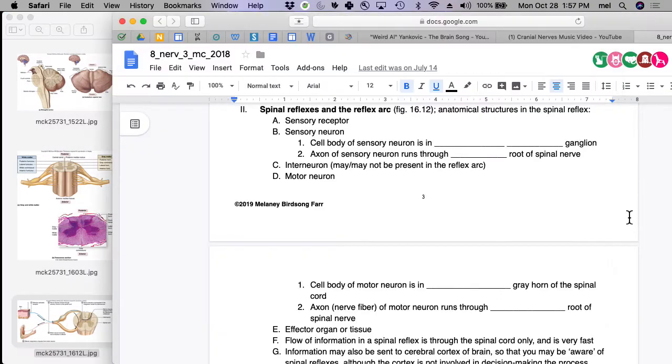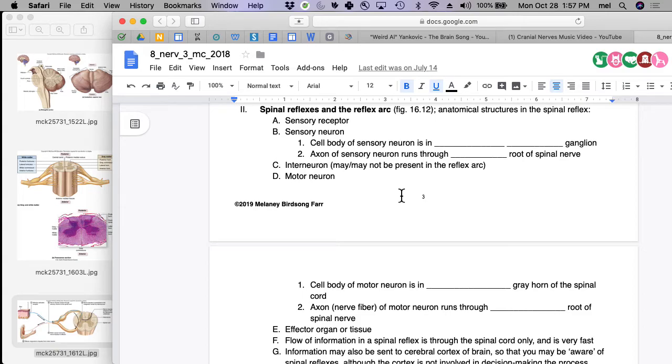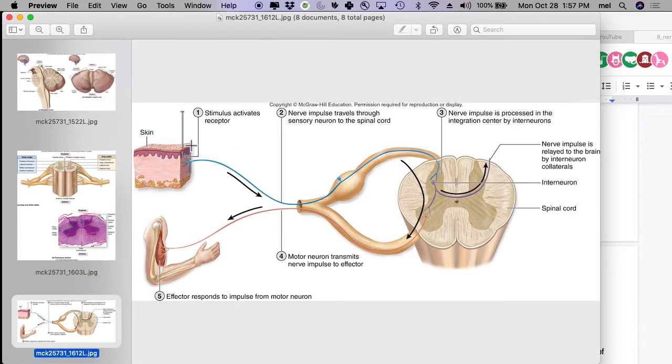Okay, so let's fill this in. So a spinal reflex and the reflex arc. The anatomical structures. You have a sensory receptor. This happens to be a somatic sensory receptor, right? And the sensory receptor is going to activate a sensory neuron. The sensory neuron has its cell body in the blank blank ganglion.